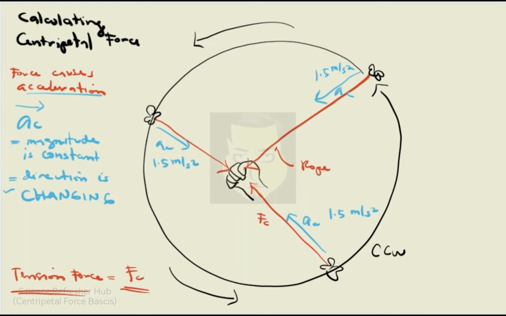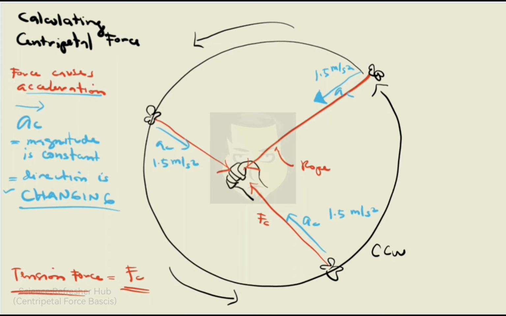Imagine it's pointing towards this direction once the object is in this position. But when it rotates and is in this position, now the orientation of its vector changes. Same with this position. So therefore, the centripetal acceleration's direction is changing. Okay.